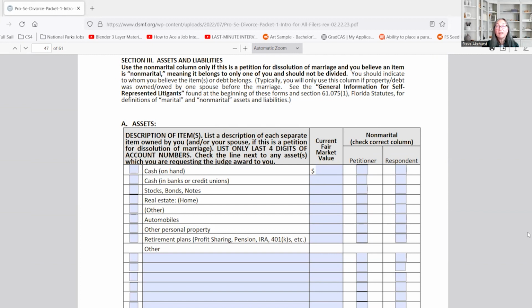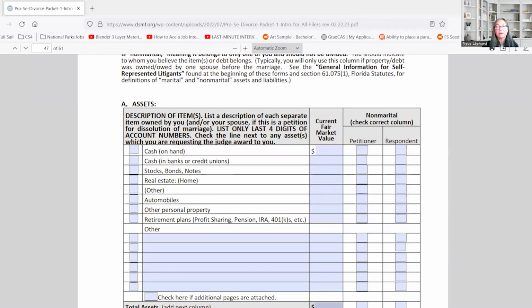Or let's say you bought a house 10 years ago. That's yours. That is considered non-marital. However, if after you got married, you lived in it together, you paid mortgage together using marital assets, i.e. your salary and her salary, and you improved it, it may convert a certain part of it into marital assets. Just be aware of that, okay?